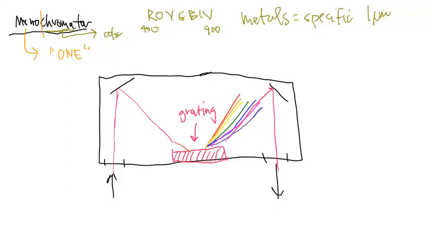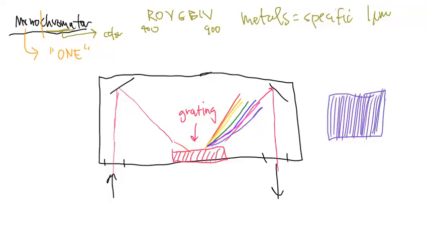That's its job. We don't call it a prism, though. We call it a grating. And the grating is basically a piece of glass, and on this glass are very fine lines that are etched into the glass.